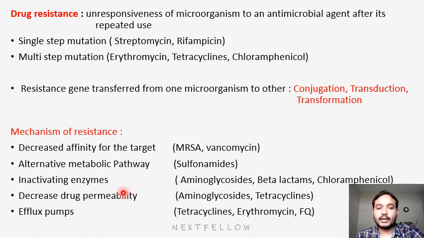Next will be decreased drug permeability. Drug permeability means when the drug binds to the receptor, it has to permeate into the intracellular space. If the drug does not go intracellular, obviously there will be no response, right? When it binds the outer surface, it has to go to the inner surface, then only it will show some response. So when some bacteria are not permeable, they form resistance. What are those drugs? Aminoglycosides and tetracyclines. The last one will be efflux pumps. Efflux pumps are present in the bacterial cell wall.